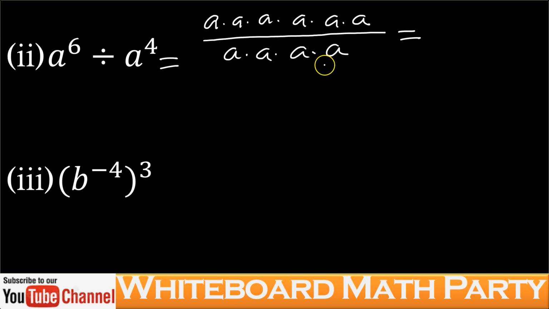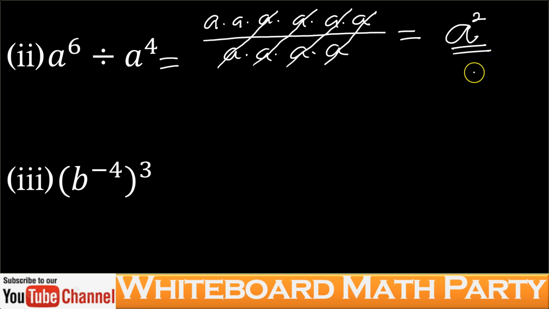Now I'm going to remove one up, one down. They go together. One up, one down. They go together. One up, one down, and one up, one down. Since I've removed all these, how many do I have left? I have just double a. That's a double. Okay, so I'm going to write a squared because I have a in two places. That's it. That makes your work easy, right?